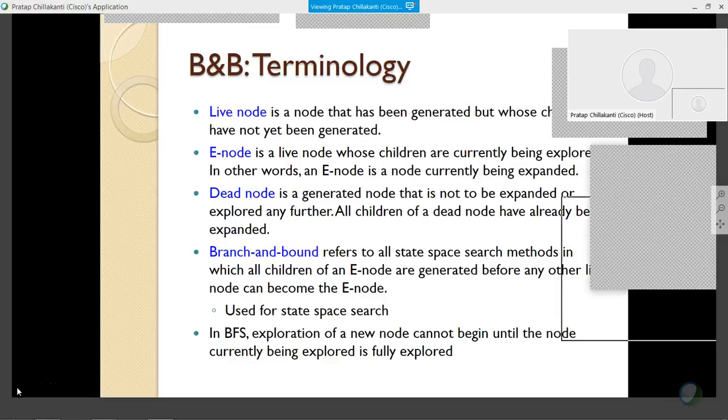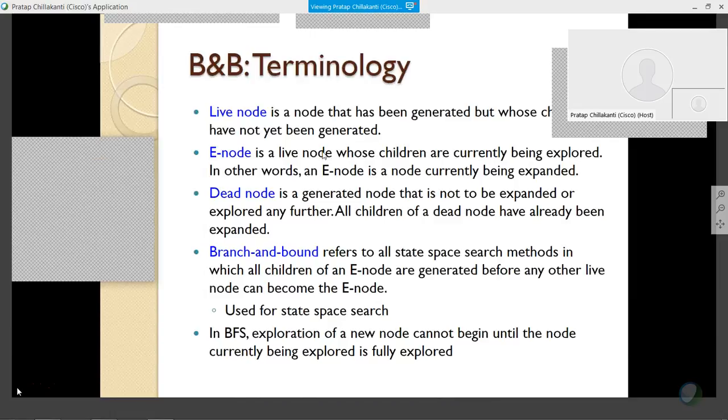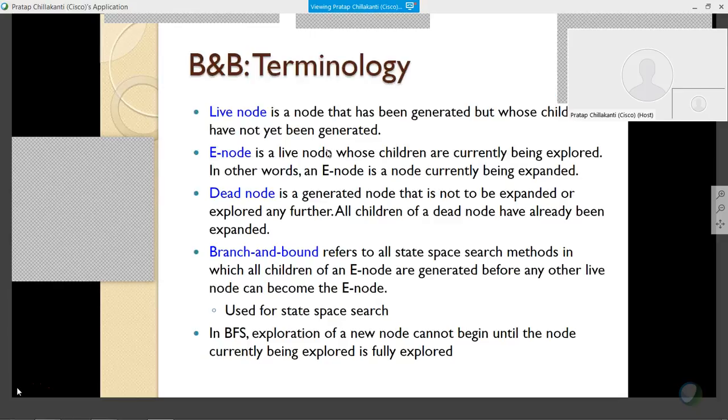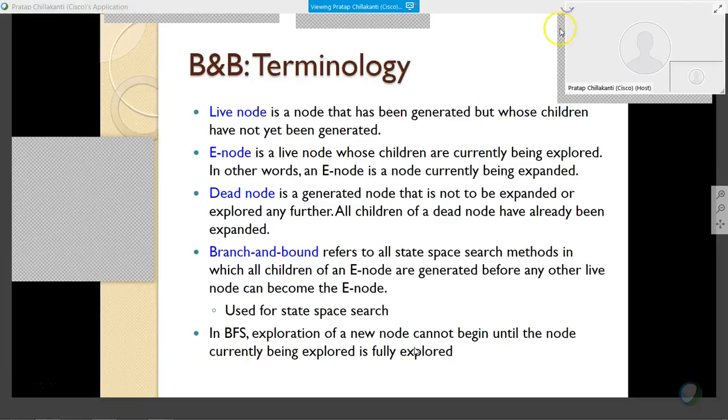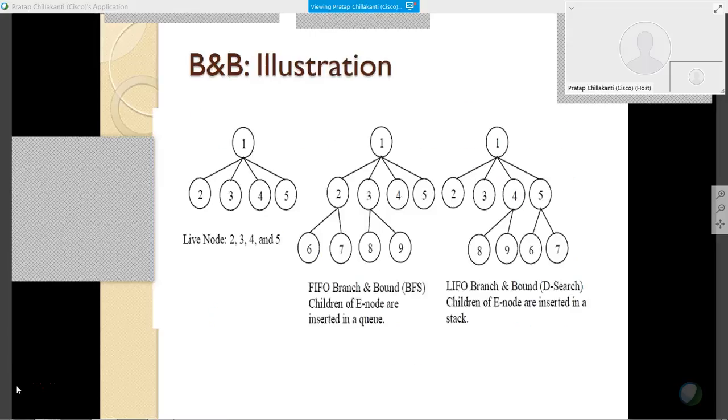To understand that one, before I did that, I just introduced some terminology here. What do we mean by a live node? What is an E node, right? A live node is a node that is generated but whose children have not yet been generated, right? An E node is the node that is under consideration, right? So in the picture here, 1, 2, 3, 4, and 5 are live nodes. Why? Because no children for them have been generated yet. Okay.